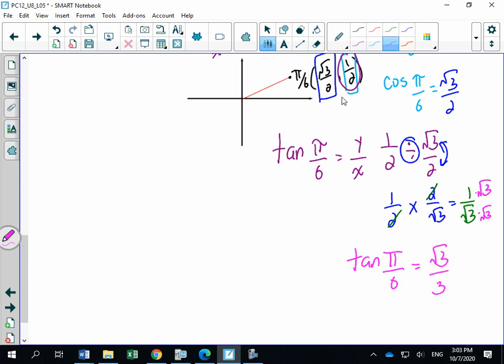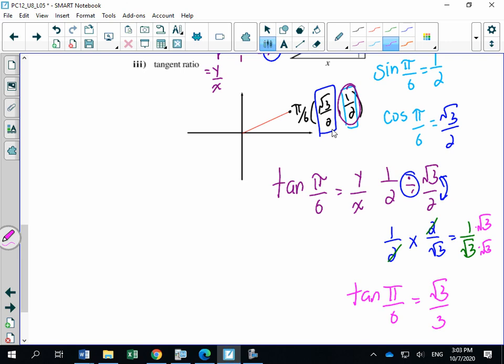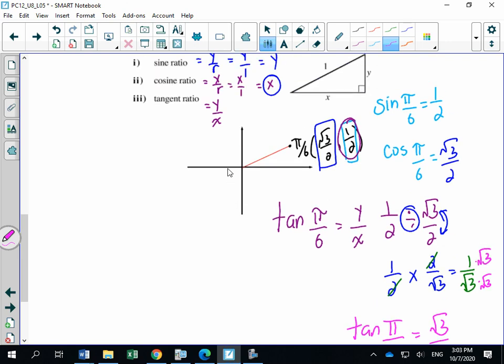So I will often tell students on the unit circle to go around, and for everything, put a C above your X coordinates, and a S above your Y coordinates. So all of your X's would be your cosine ratios, and all of your Y's are your sines.